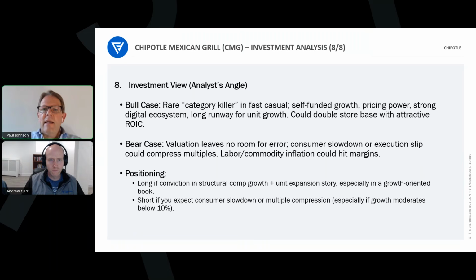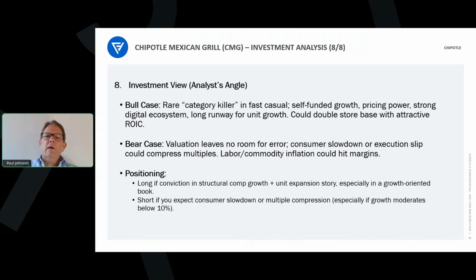You've got to read that sentence carefully. What they're saying is, the bull case would be, if they could double their store base with an attractive ROIC, that's going to be a winning stock. Bear case, valuation leaves no room for error. It was true, the stock's come down 30%. Consumer slowdown or execution slip could compress multiple. Absolutely true, but that's kind of generic. Labor, commodity inflation could hurt margin. True, kind of generic.